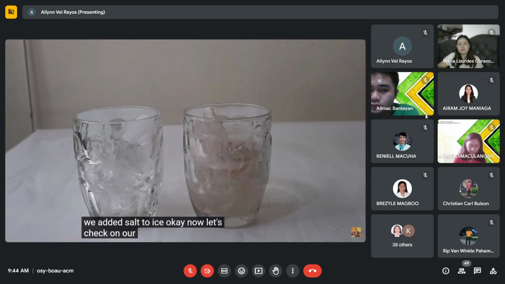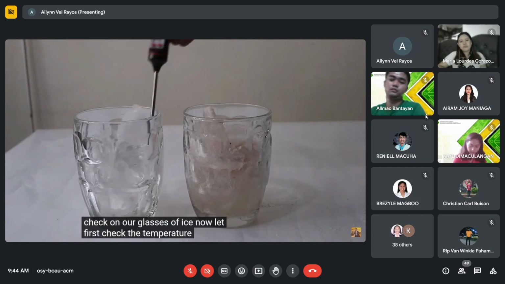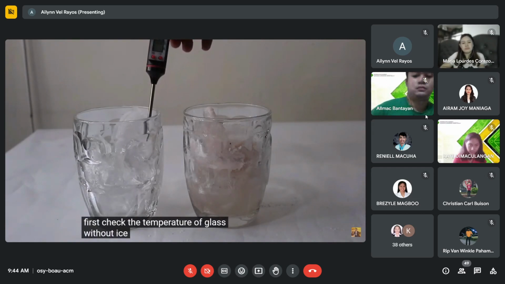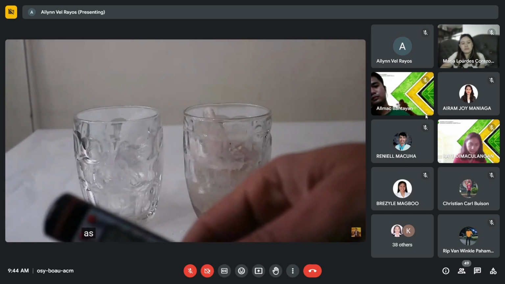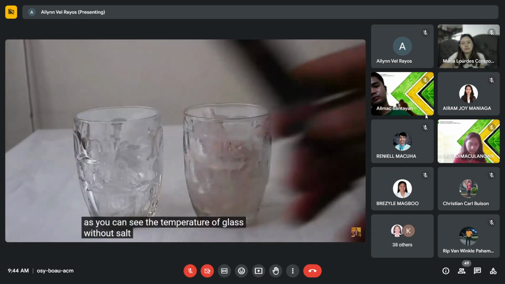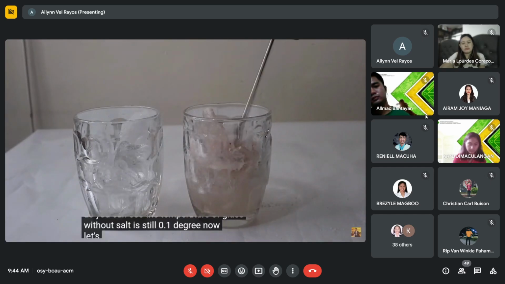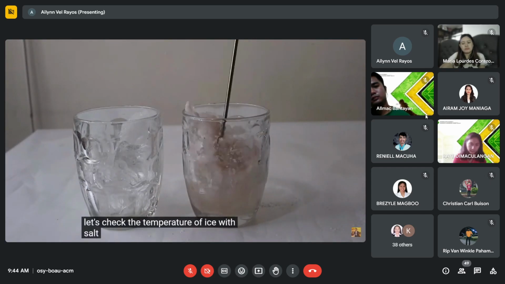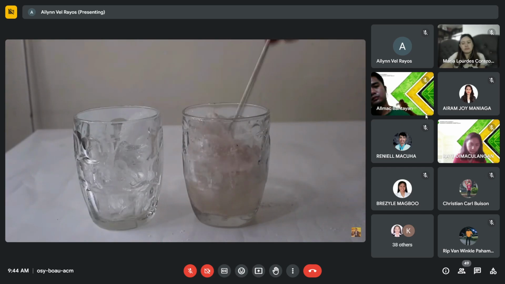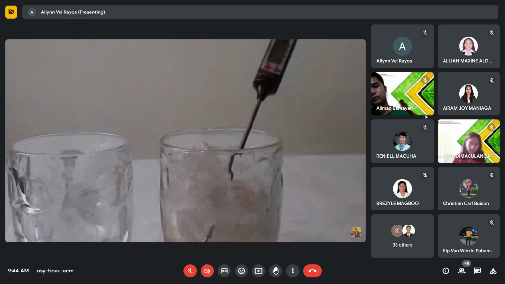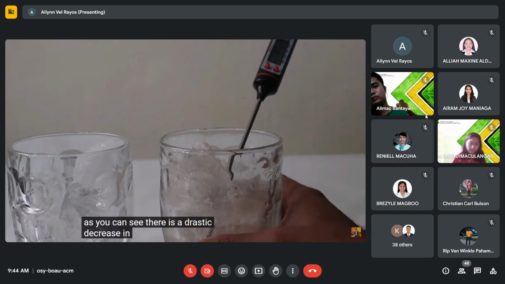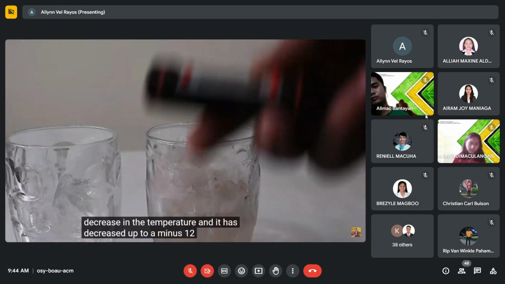Okay, now let's check on our glasses of ice. Let's first check the temperature of the glass without salt. As you can see, the temperature of the glass without salt is still 0.1 degrees. Now let's check the temperature of the ice with salt. As you can see, there is a drastic decrease in the temperature and it has decreased up to minus 12 degrees Celsius.